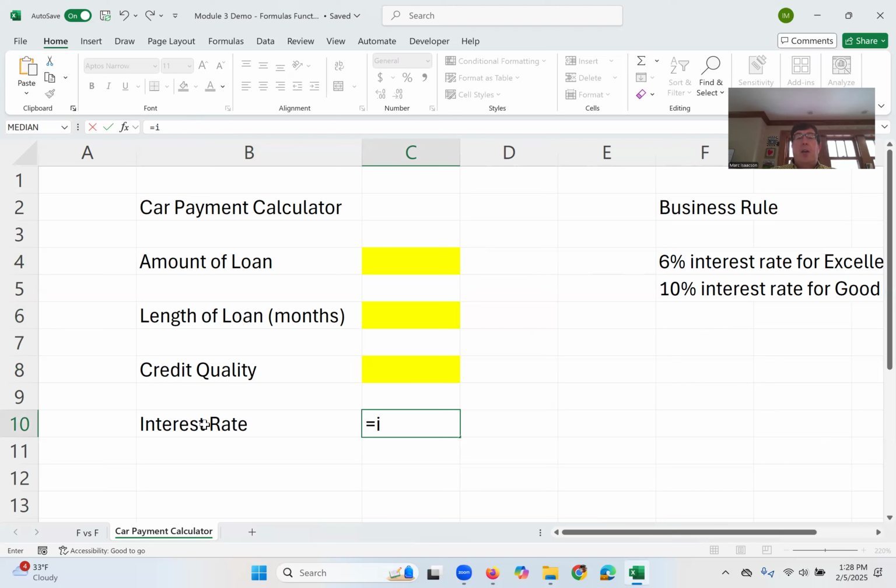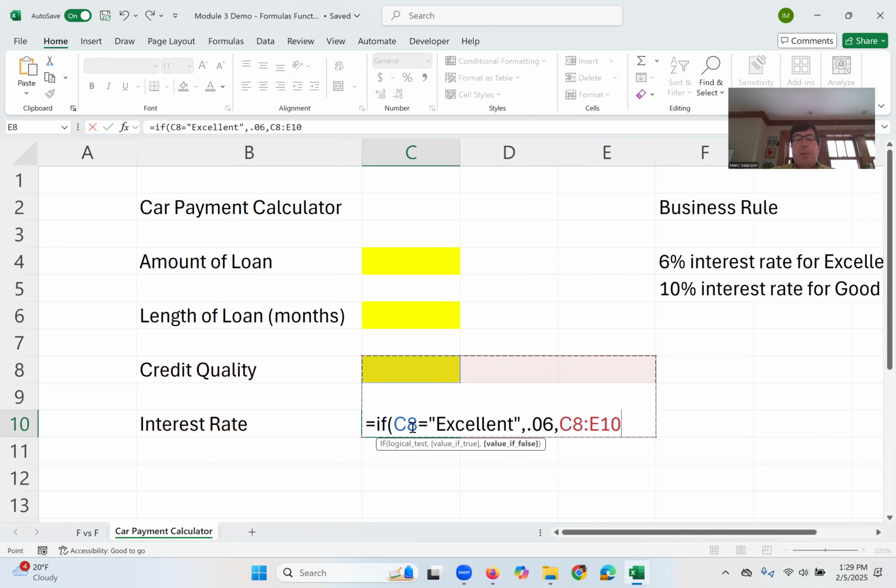And I'm going to use an IF function, again, something from chapter 3. And I'm going to say, well, if this cell C8 equals "excellent," and again, I put excellent in quotes because we're trying to match text, the value if true is going to be 6% or 0.06. And if it's false, in this case, there's only one other choice. Oops, and now my cursor is getting a little wonky here. I'm going to have the value if false as 10%.